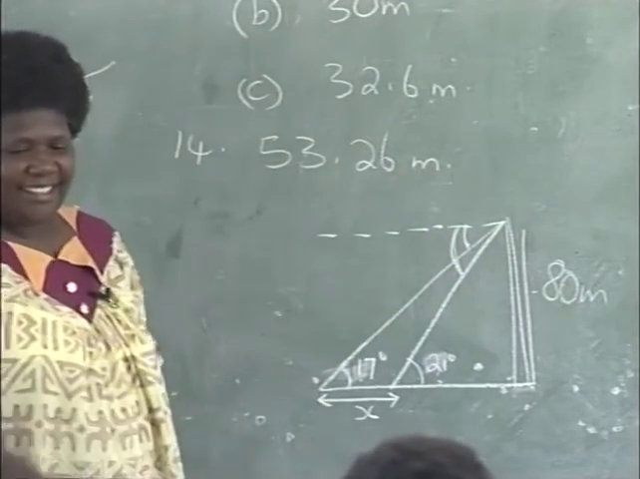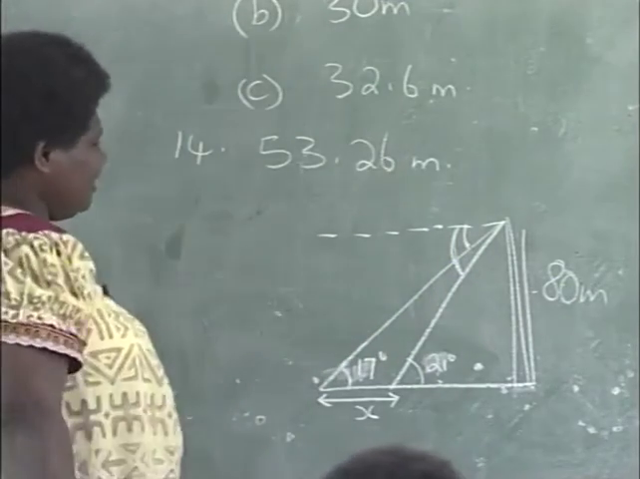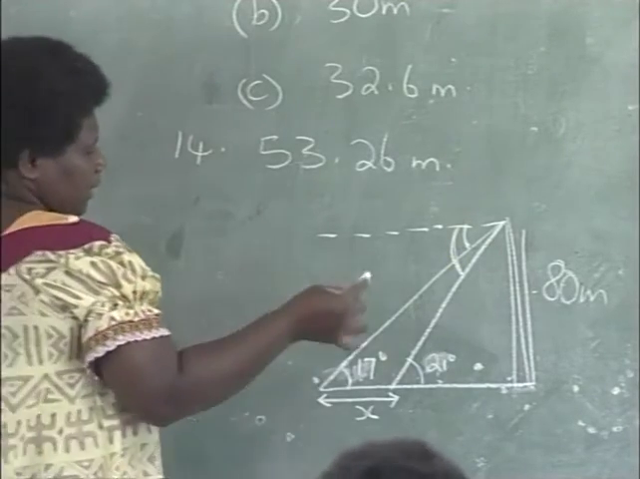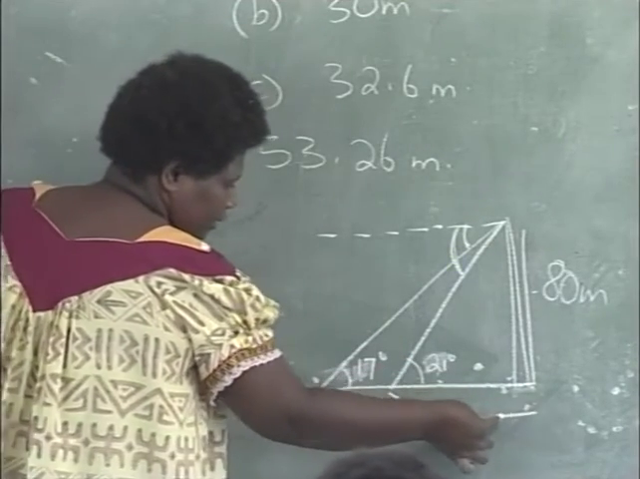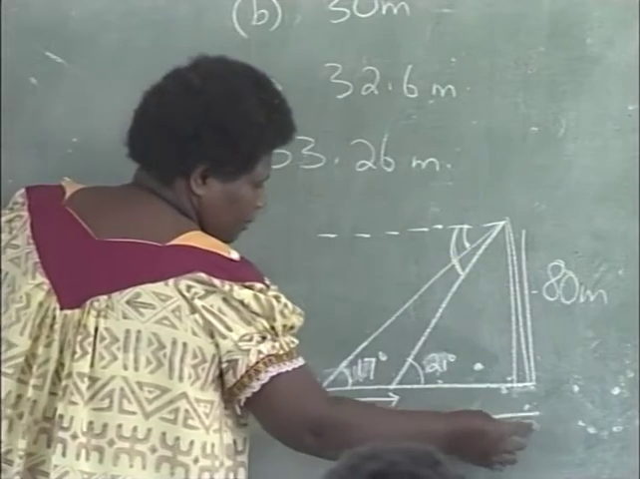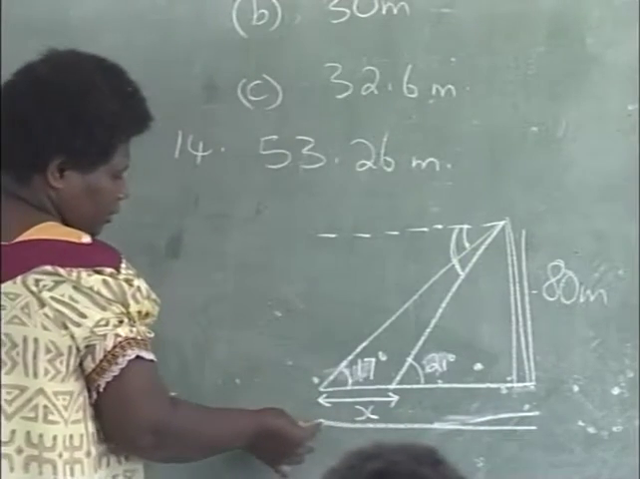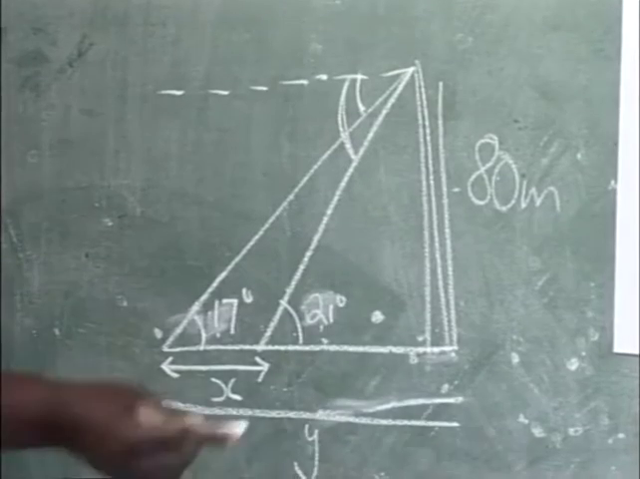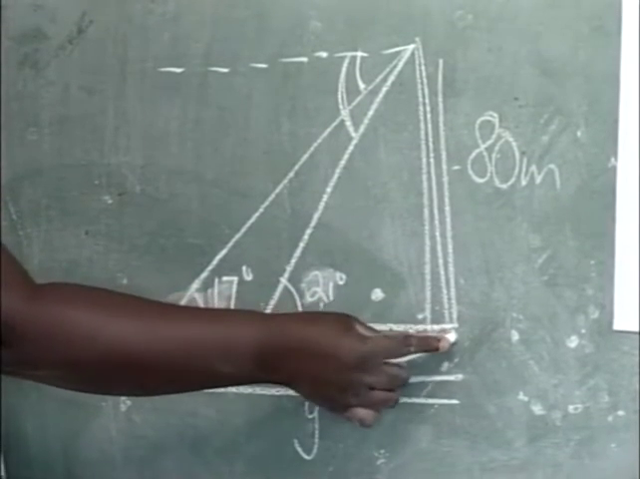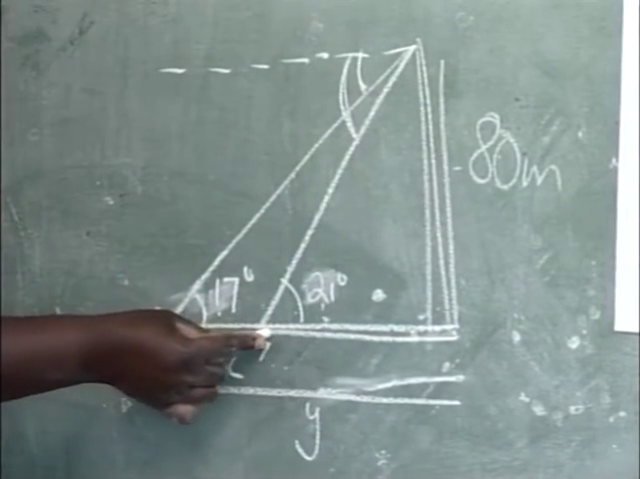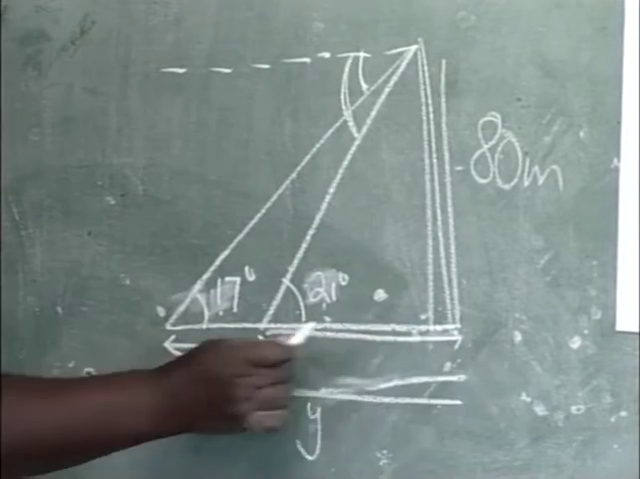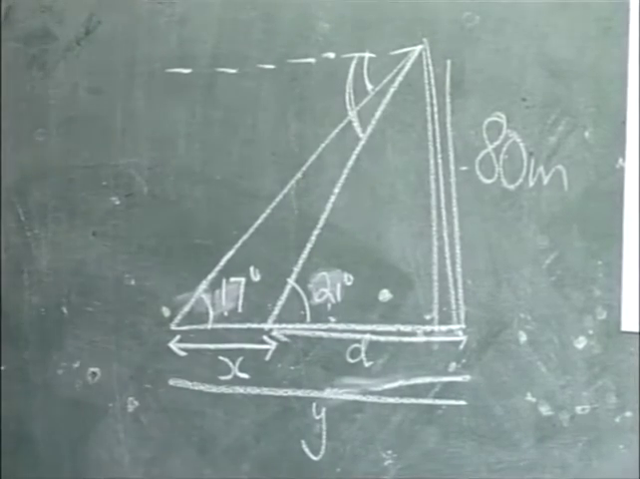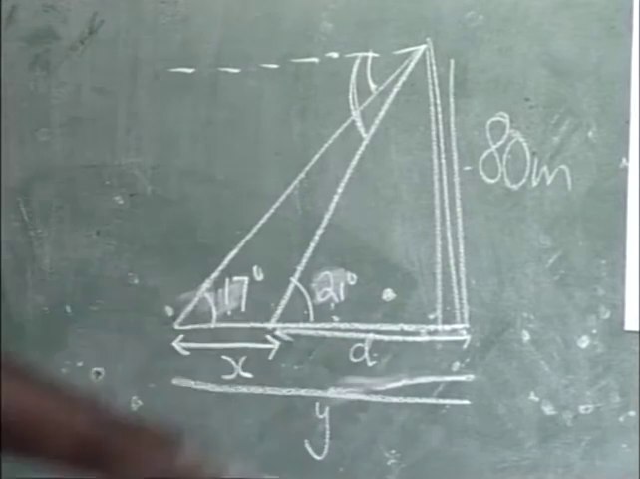Okay, first, you have to use 21 degrees. You have to find the distance from the base of the cliff to the first buoy. Let's call it Y. And then you also have to find the distance from the cliff to this one. We'll call it D. Okay, X will be equal to Y minus D.